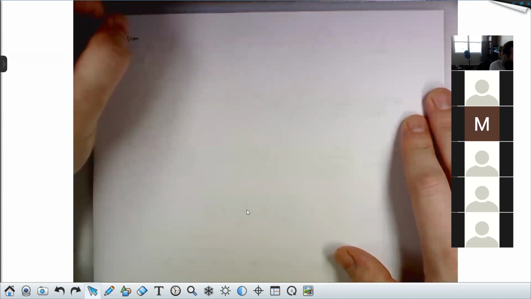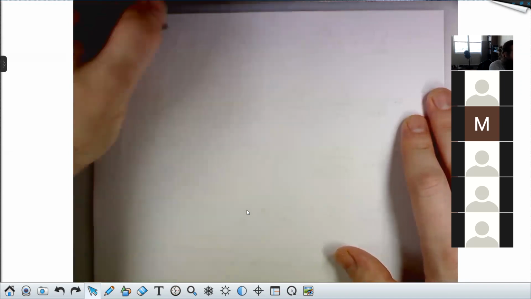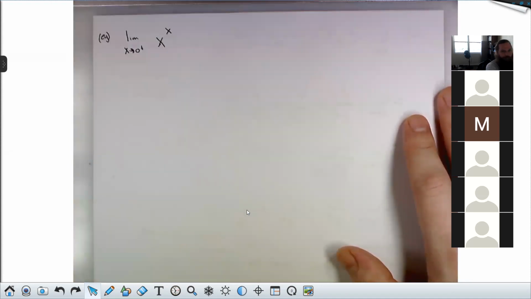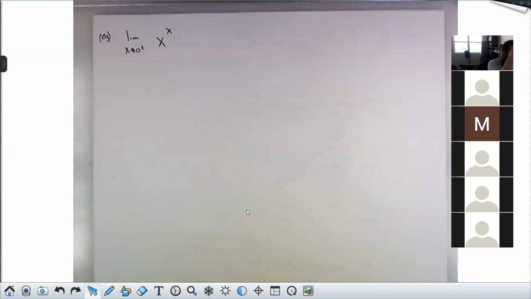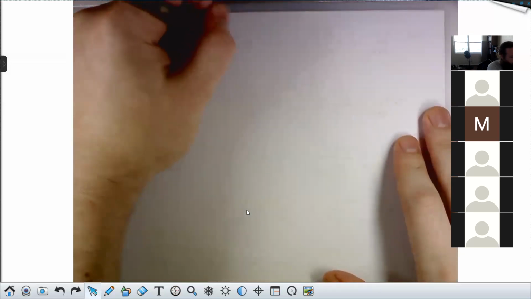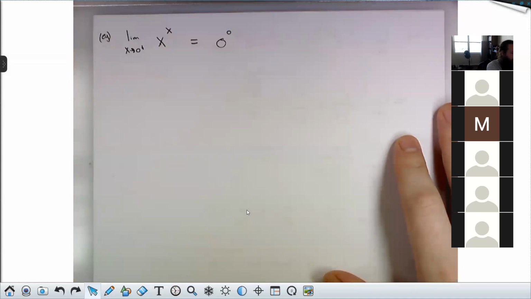What if I want to take the limit as x goes to 0 from the right of the expression x to the x? This is kind of weird. It's weird because this looks like 0 to the 0.